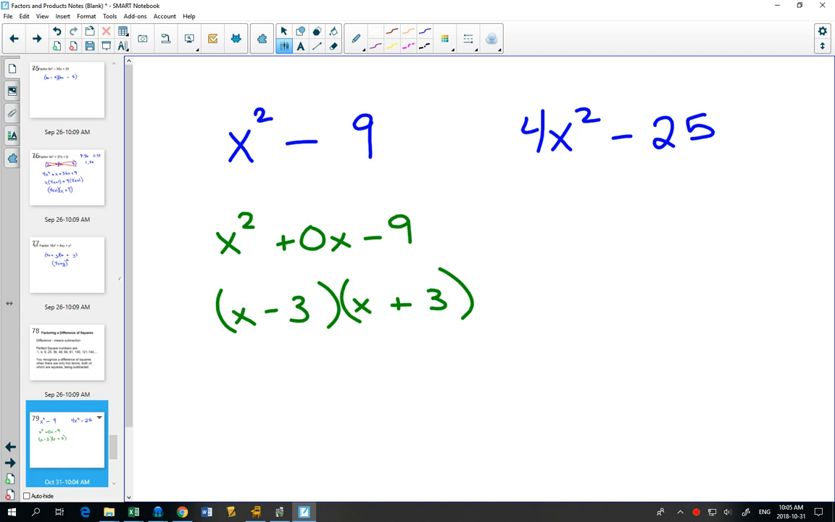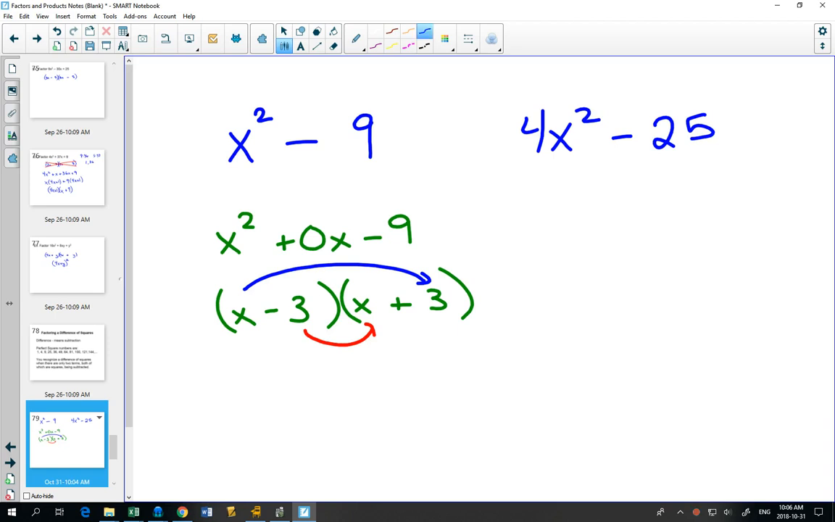Now this pattern only works if the first number is a perfect square and the last number is a perfect square. Because what we need is our outside and our inside to always cancel out. And if our outside and inside cancel out, they'd have to be the same. The only way they can be the same is if you have the same first number and the same last number, and one being positive and one being negative.